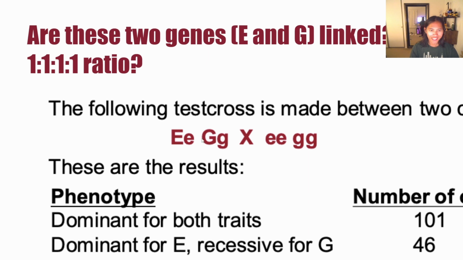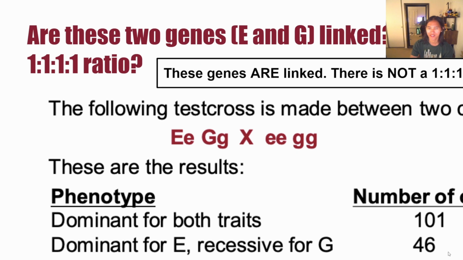However, when this test cross with the dihybrid produces offspring that do not follow the 1:1:1:1 ratio, we can assume that the genes are linked, which leads to the production of fewer recombinant phenotypes over here, and the production of more parental phenotypes as shown by 104 and 101, right?